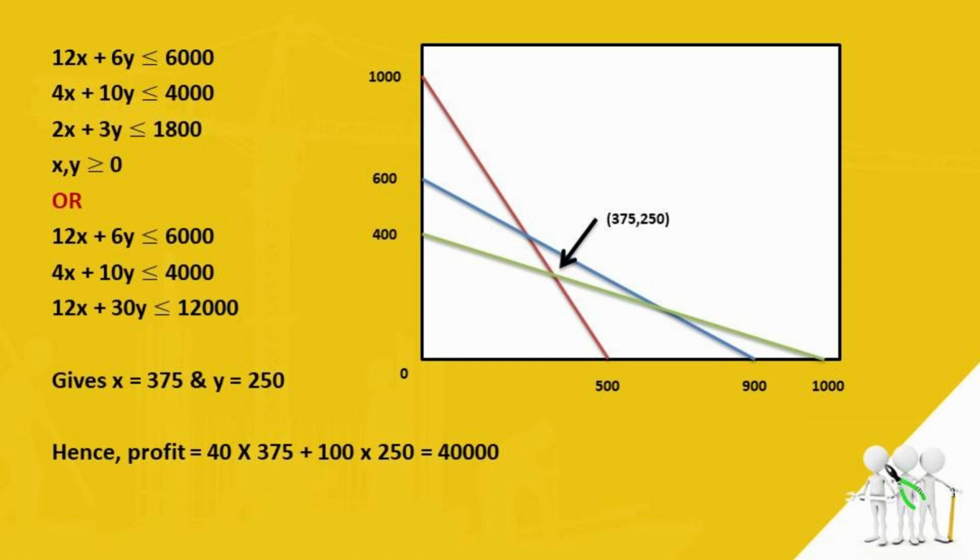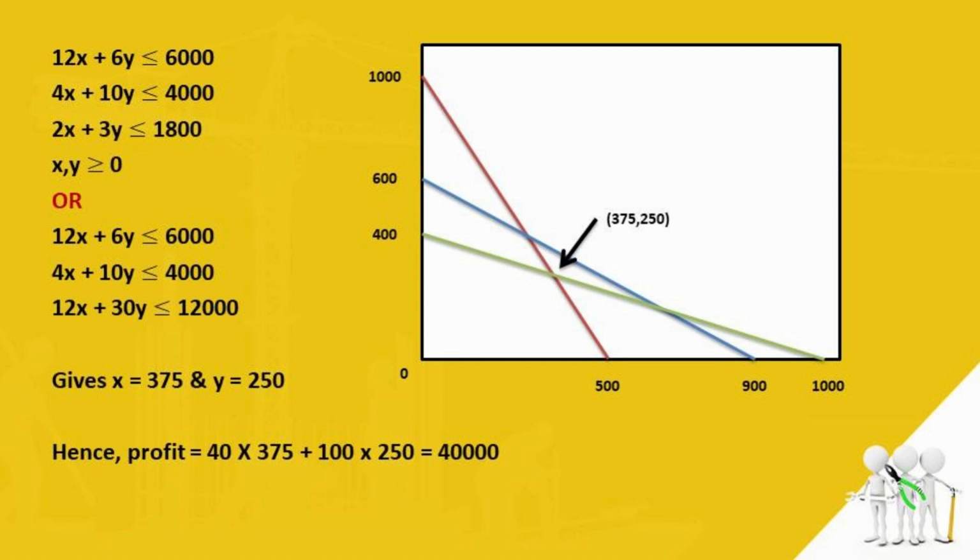See, these equations can be rewritten as 12x plus 6y is equal to 6000, 4x plus 10y is equal to 4000, and 12x plus 30y is equal to 12,000. How come? We are just dividing the third equation by 6 so that it can become equivalent to the first equation itself, and we can cancel them out to find the values of x and y. And hence we have the value of x as 375 and the value of y as 250.